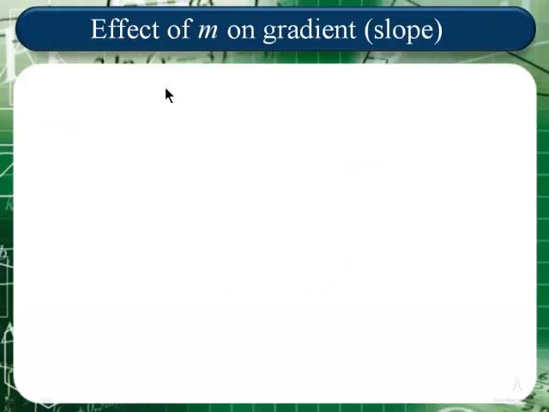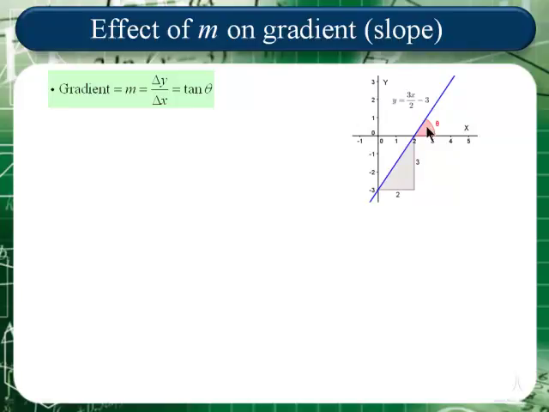Let us summarize our findings from the previous investigation, where we looked at the effect of m on the gradient in comparison with the angle. Now remember, the gradient is defined by delta y over delta x, and it's tan of theta, the angle that the straight line makes with the positive x-axis. Here was our first scenario, a positive gradient. I just got this here so that you can see why the gradient is 3 over 2 and why I can say the angle is acute. So we've seen that the gradient is positive if the angle theta is an acute angle.